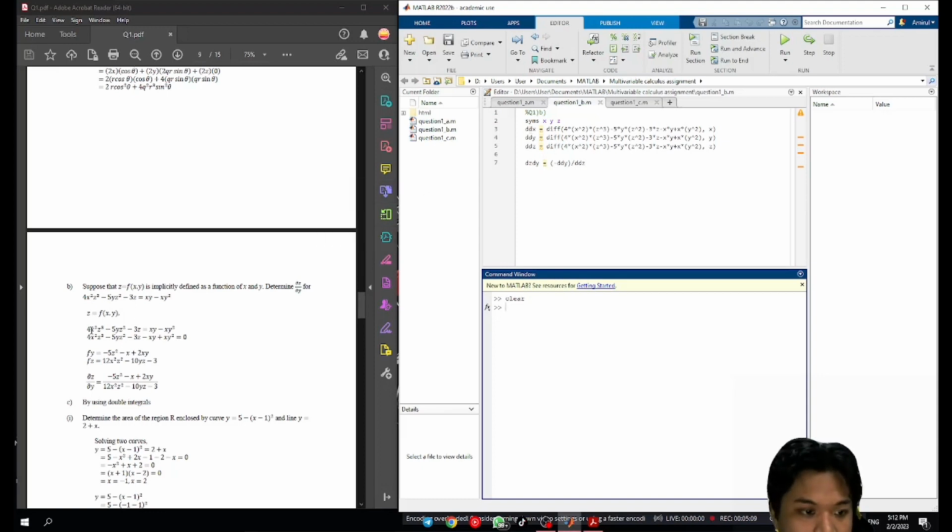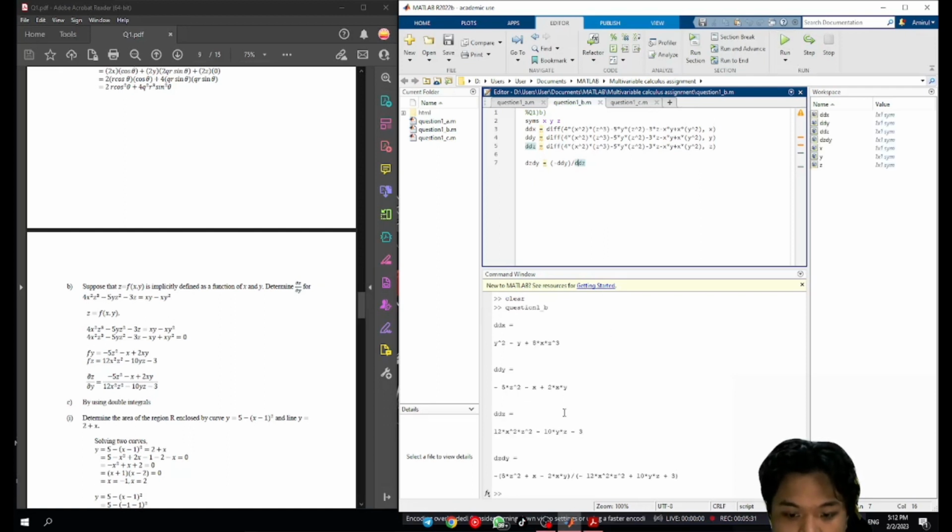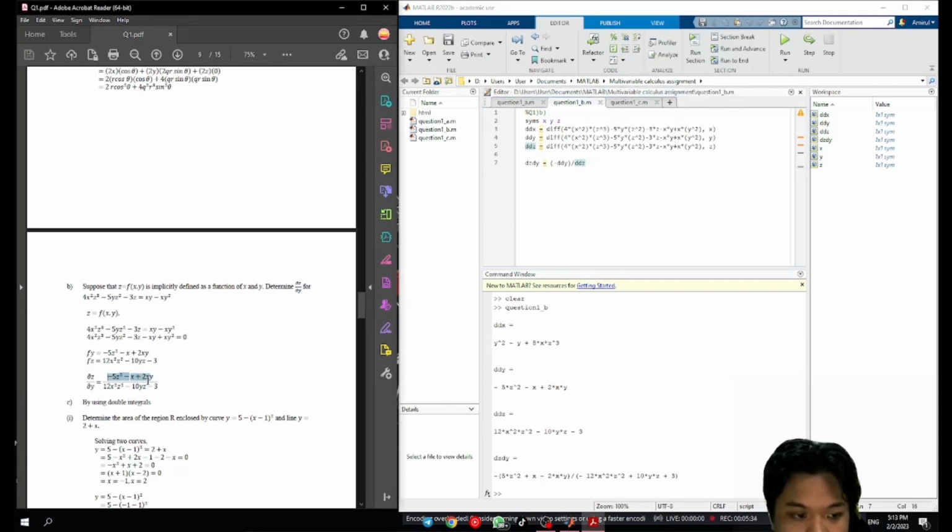This is direct. Just input all of it, x, y, z, and differentiate. dz over dy equals negative dy over dz. Click run. It's the same: negative 5z square plus x minus 2xy. Same, this over this, and also the same.